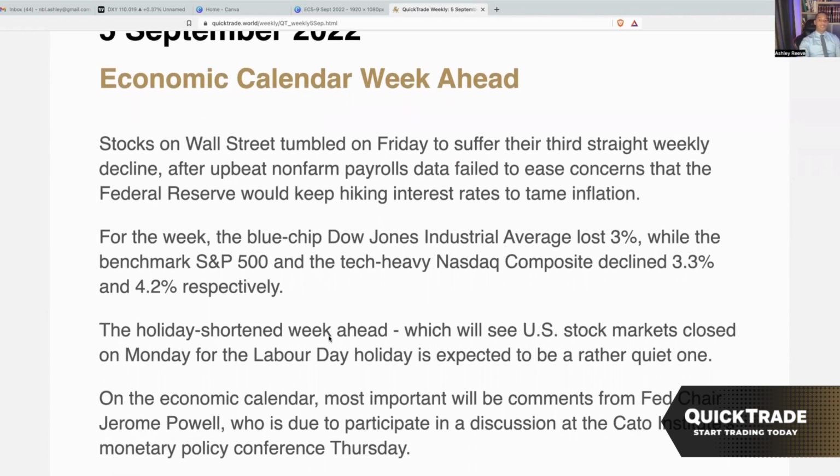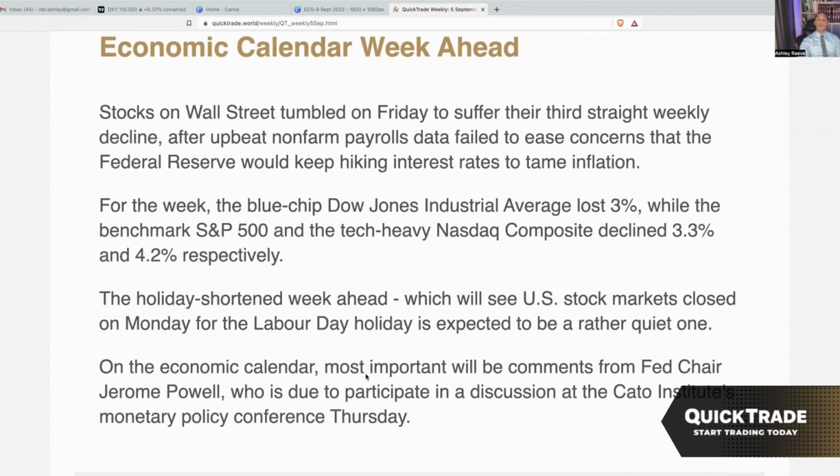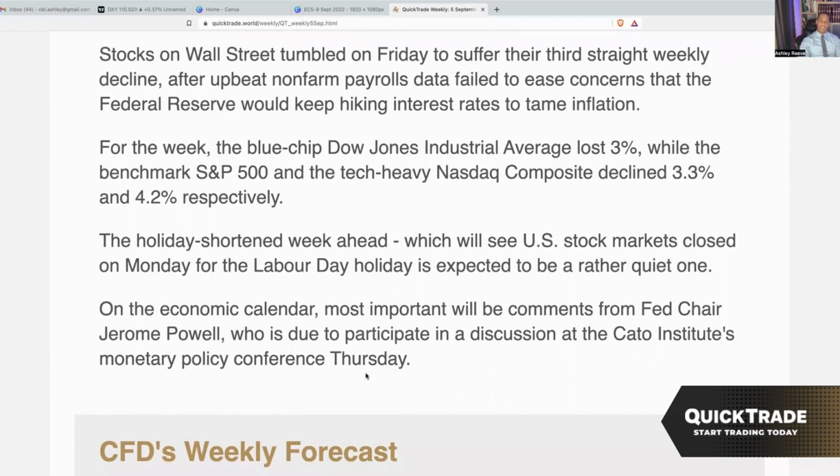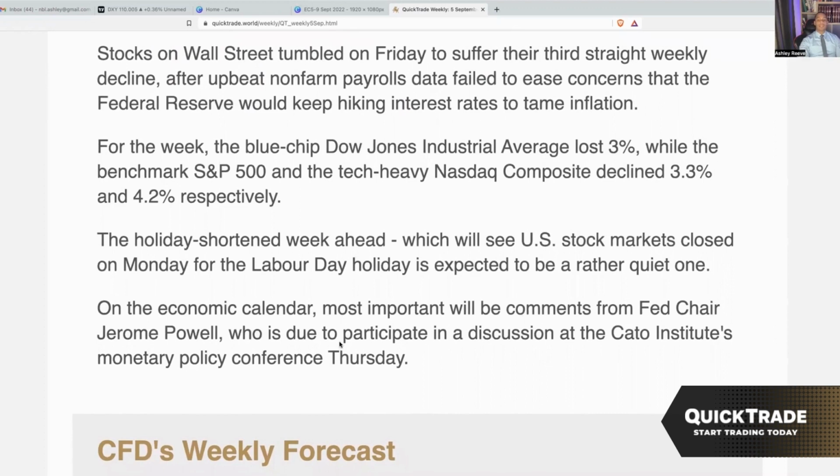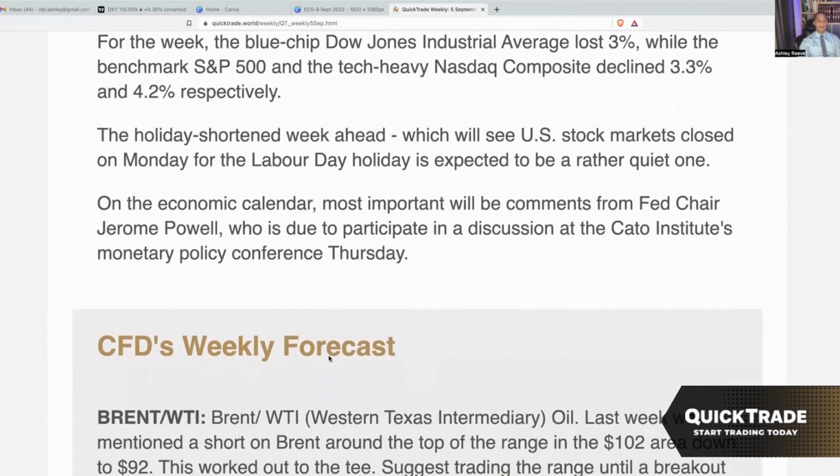This week is a shortened week, while we see the U.S. stock markets closed on Monday for the Labor Day holiday, and it is expected to be a rather quiet one, with some more steam to be picked up tomorrow. And then on the economic calendar, some of the high impact news will be comments from Federal Reserve Chair Jerome Powell, who's due to participate in a discussion at the Cato Institute's Monetary Policy Conference this week, Thursday.